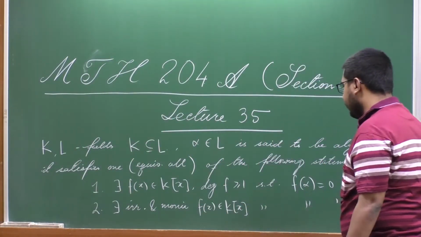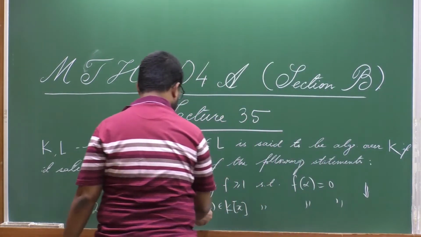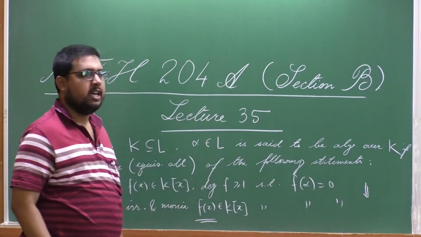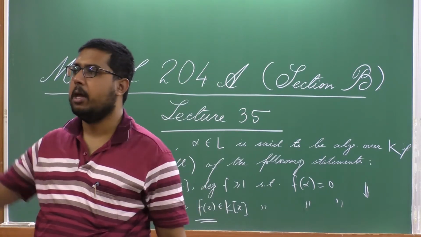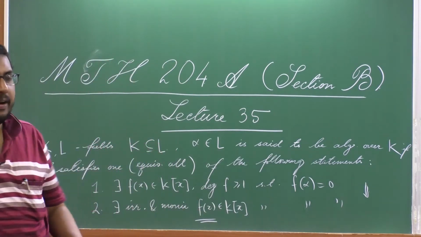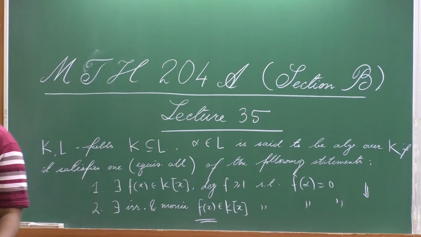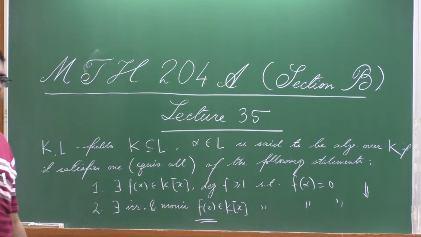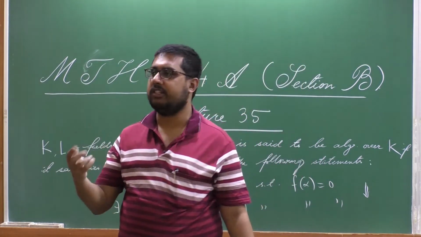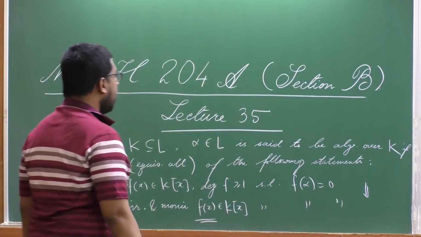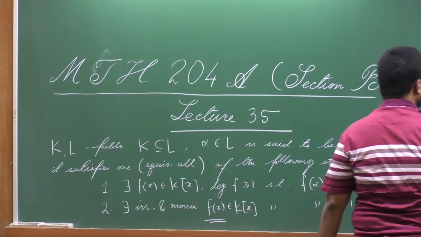In the last lecture we proved that 1 implies 2, and in fact we have also shown that this f is unique. Therefore henceforth we will call this f the minimal polynomial of alpha over k. By definition, the minimal polynomial of an algebraic element over the bottom field is the unique irreducible monic polynomial which has alpha as a root. Now the third condition, from 2 to 3, we have also proved.